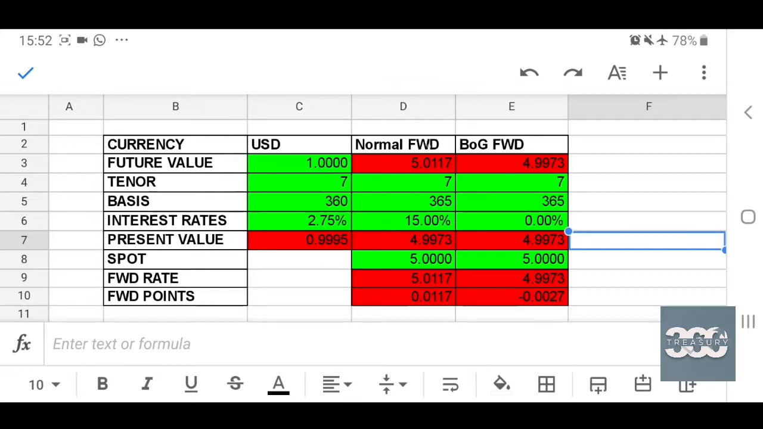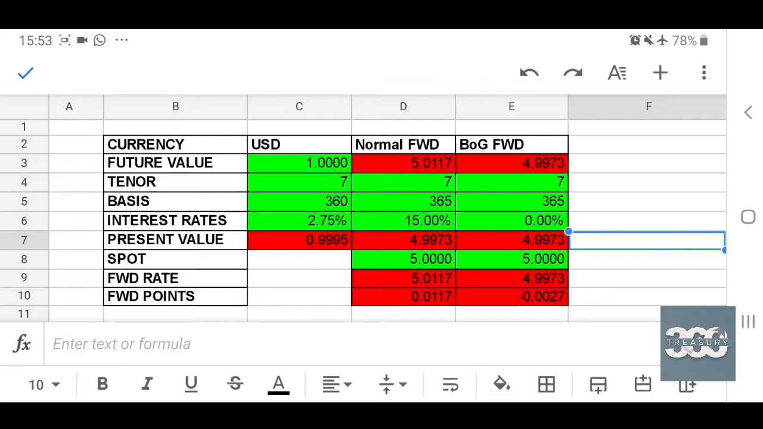Now the difference between a normal forward and a BoG forward is that BoG debits your cedi upfront and then would credit you your USD upon maturity of the forward. So in a normal forward, both currencies are exchanged upon maturity of the forward, but in this auction what BoG does is it takes your cedi on the day of the transaction and pays you or credits your dollar upon the maturity of the FX forward.